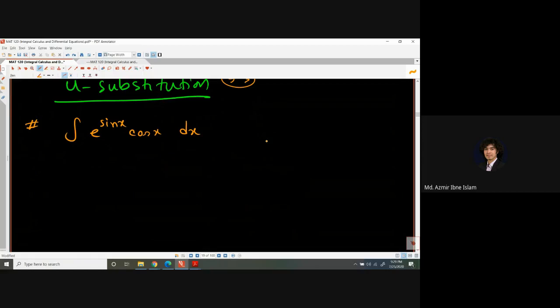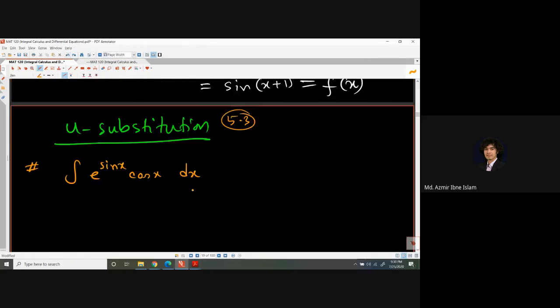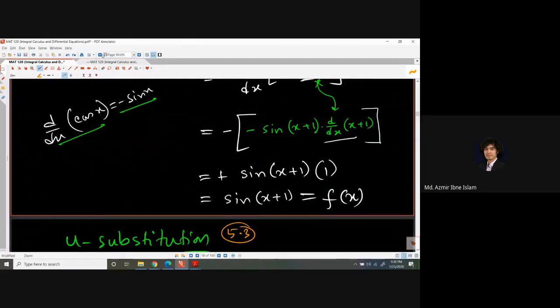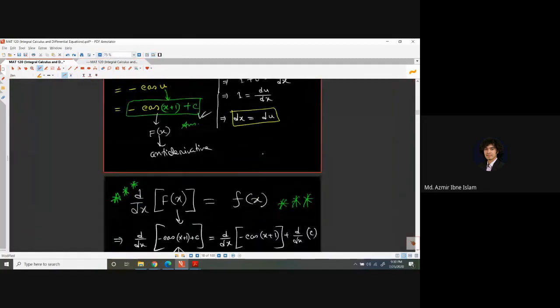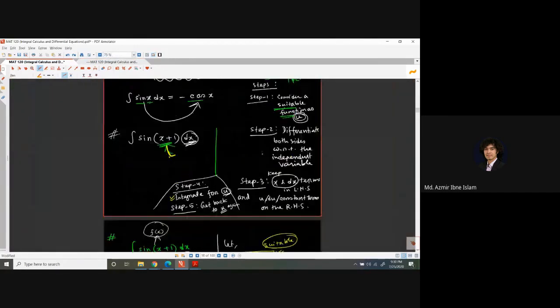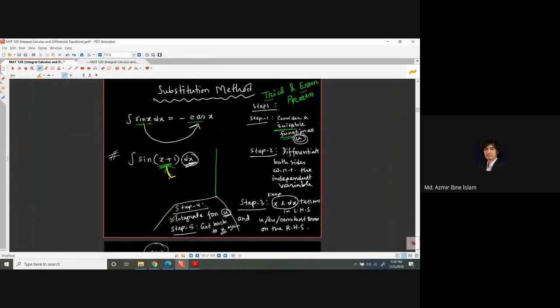Which suitable function can be taken as u so that we can easily integrate this one, so that we can easily find the antiderivative? So you have to figure that out. Have a look at the steps of the U-substitution method. Step 1, consider a suitable function as u.